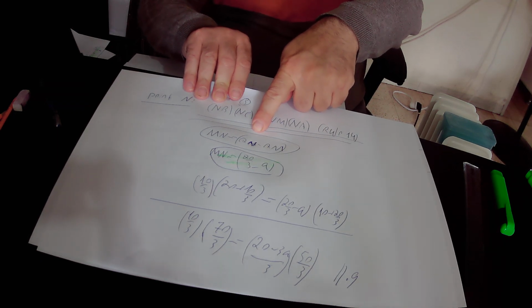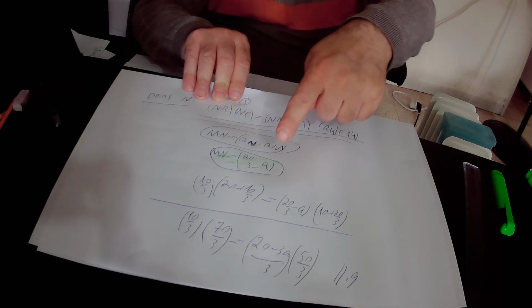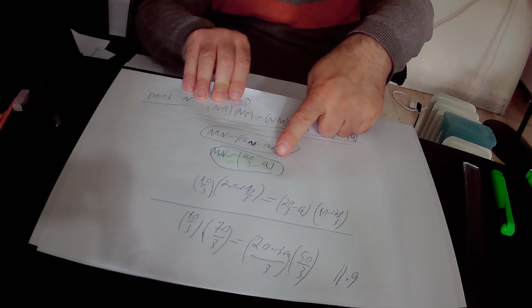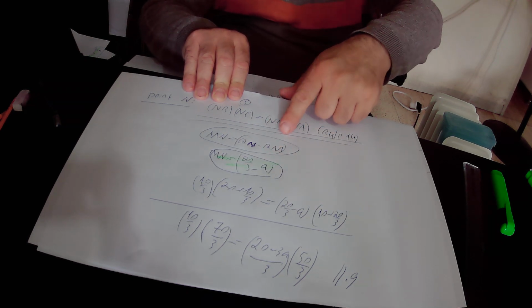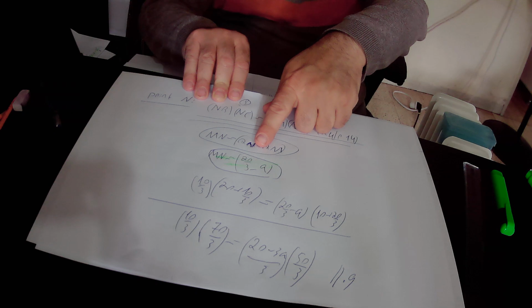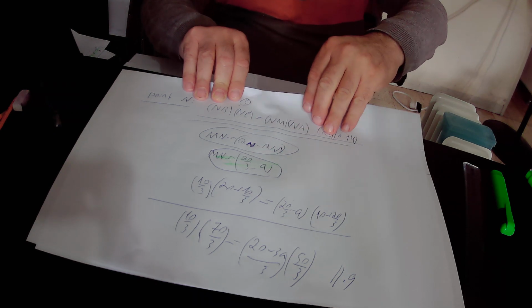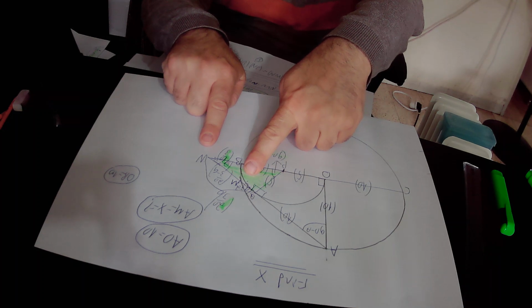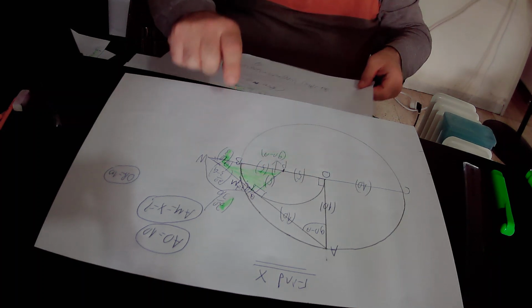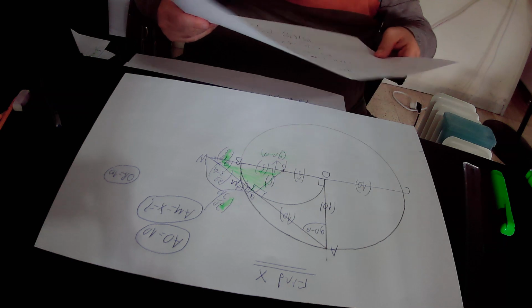We just found out that QN equals 20 over 3 and QM equals A according to our definition. So in total, MN equals 20 over 3 minus A. Then we return to rule number 14.